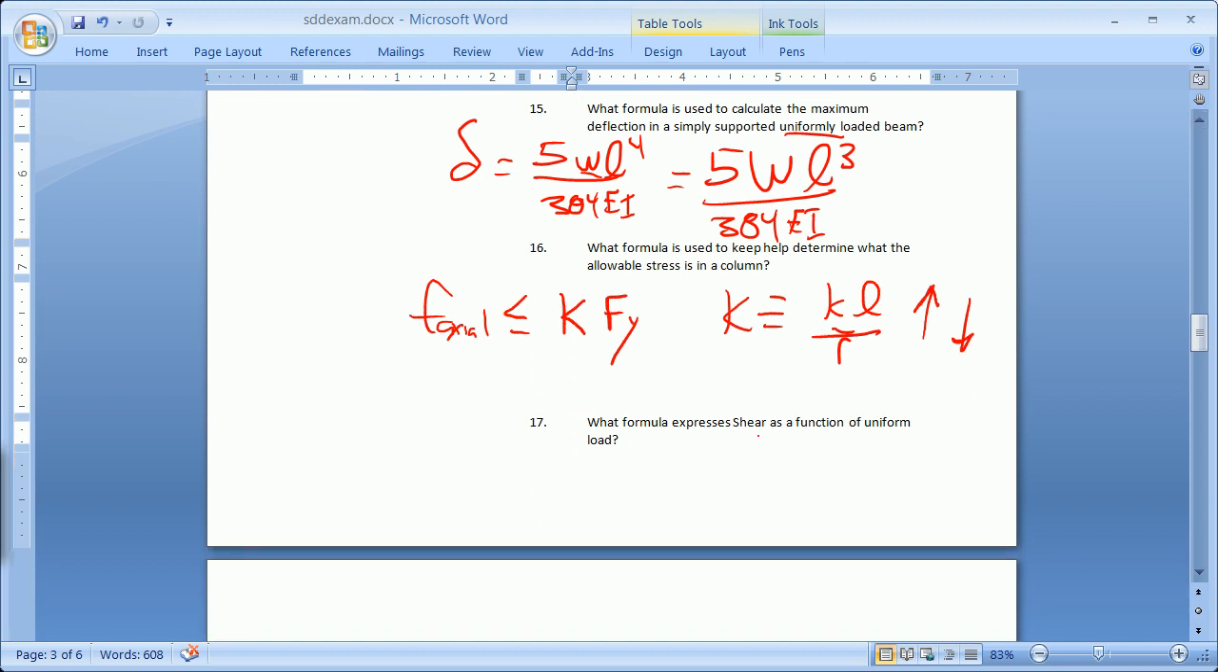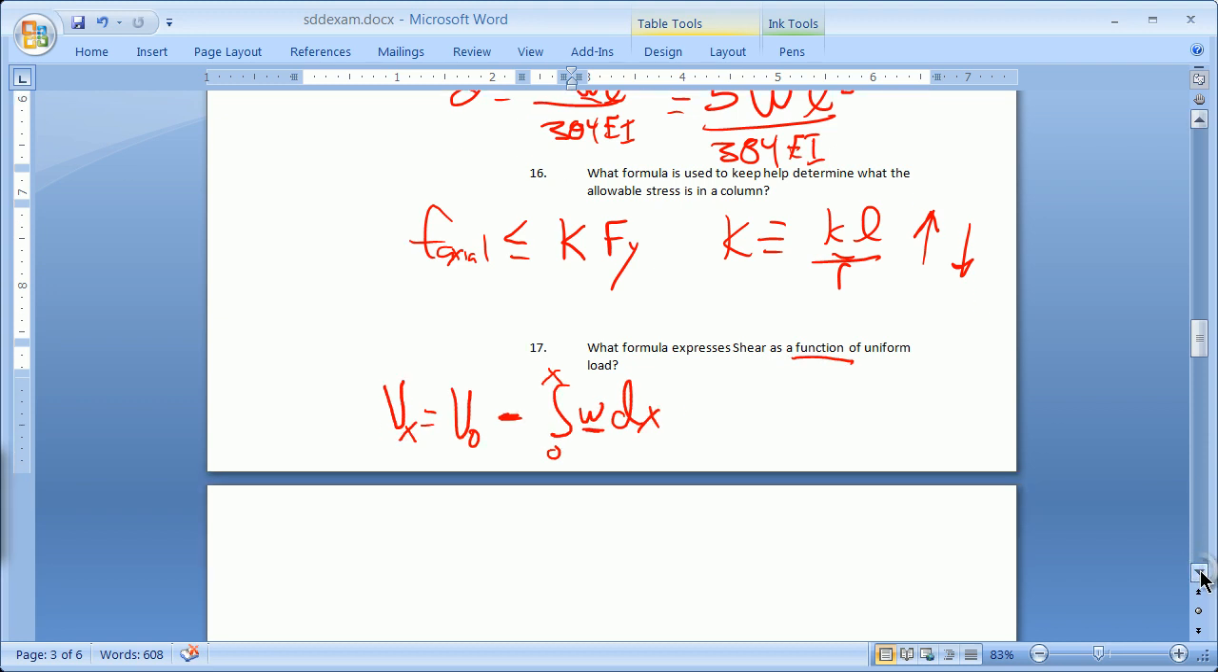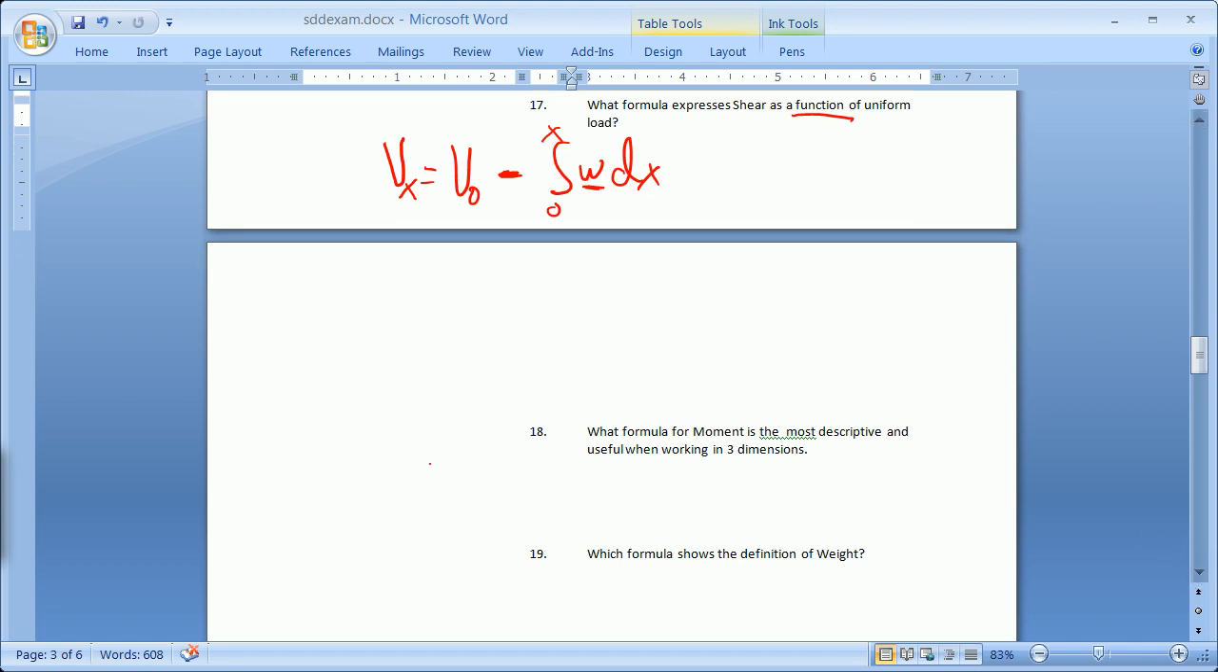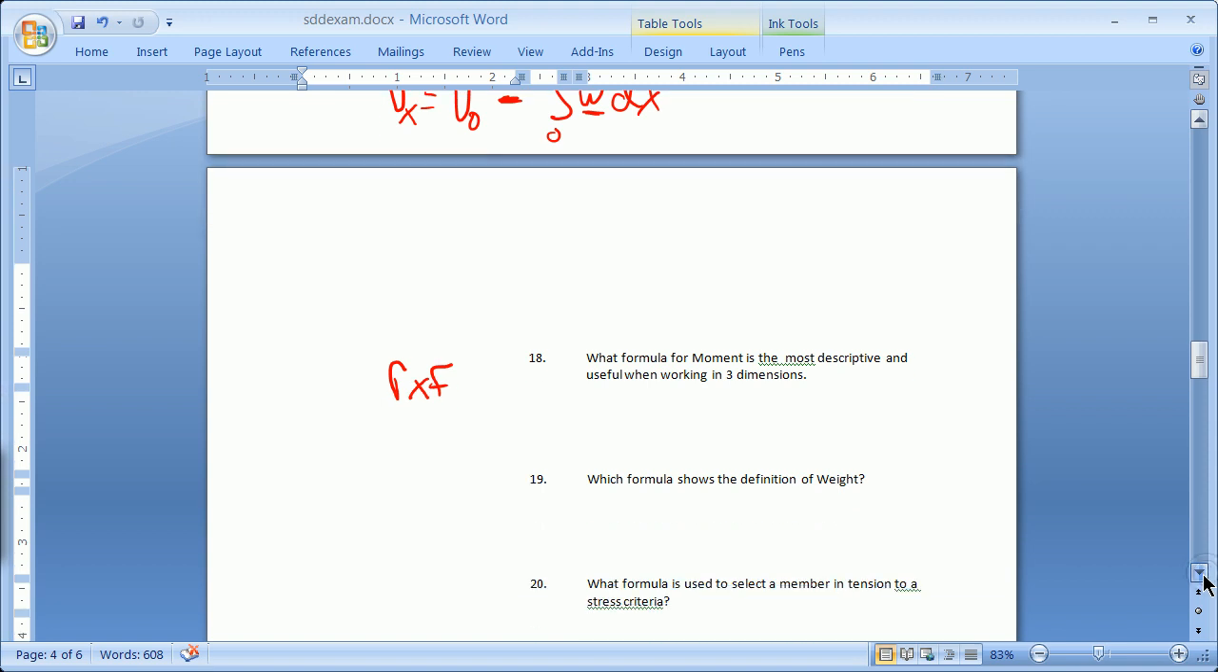What formula expresses shear as a function of uniform load? Again, as a function of uniform load, there was only one that said shear at X is equal to shear initial, or shear naught, minus the load, the area under the load curve. There's probably only one that had load on the right side of the equation. That was it. What formula for moment is the most descriptive? Realistically, believe it or not, it's R cross F. It's the most extensive and descriptive.